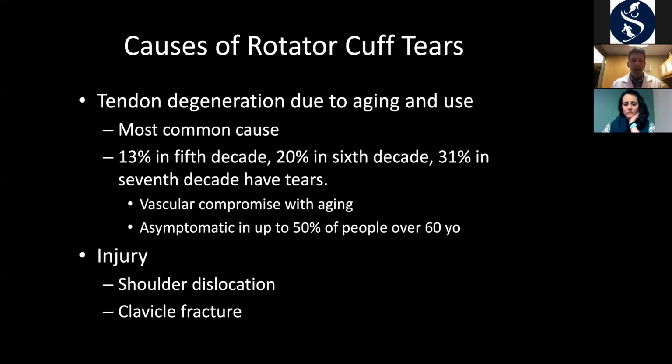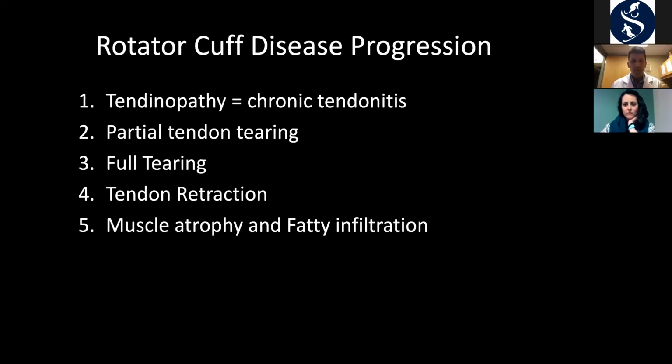As far as the other cause, injuries, we see those as well here in ski country. If someone has a fall skiing and they dislocate their shoulder over the age of 50, we always have to be worried about a rotator cuff tear. A 20-year-old that dislocates their shoulder isn't going to tear the rotator cuff, but a 50-year-old or 60-year-old that dislocates their shoulder can oftentimes tear the rotator cuff. Clavicle fractures and other shoulder girdle fractures can cause rotator cuff tears.